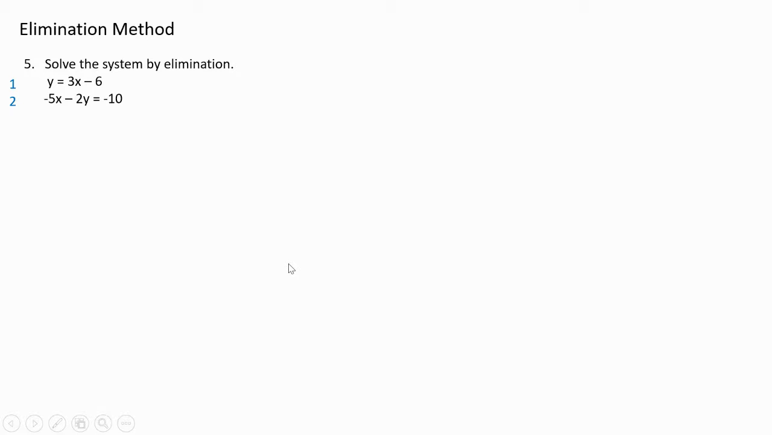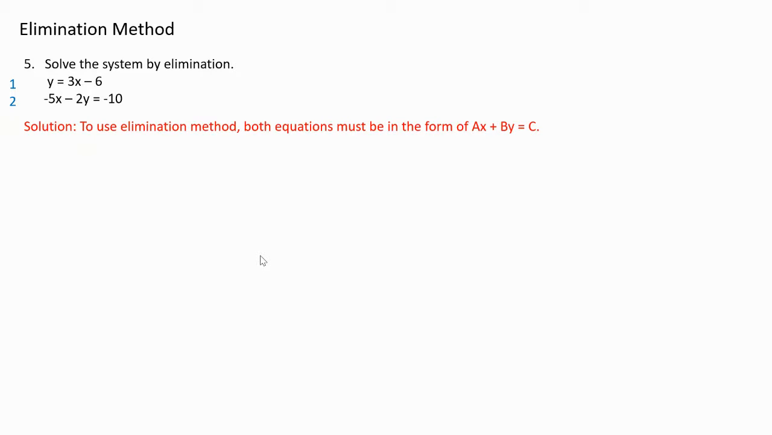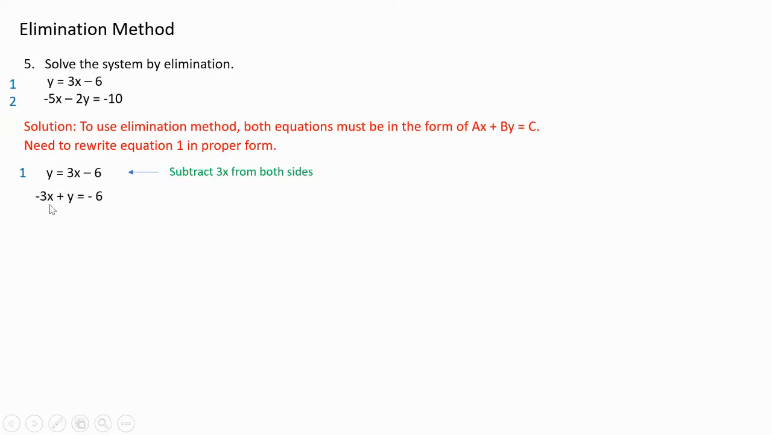To solve it by the elimination method, both equations must be in the form ax plus by equals c. They both have to be in this form. That's mandatory for you to be able to solve it this way. So we need to rewrite equation 1 in the proper form. I'm going to subtract 3x from both sides, so it gives us negative 3x plus y equals negative 6.